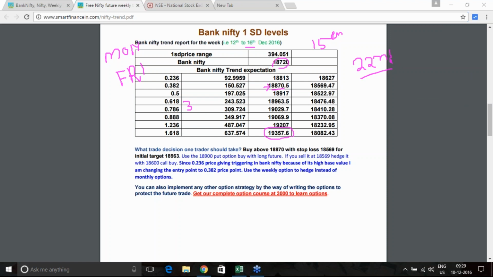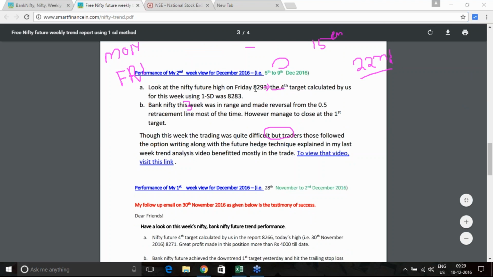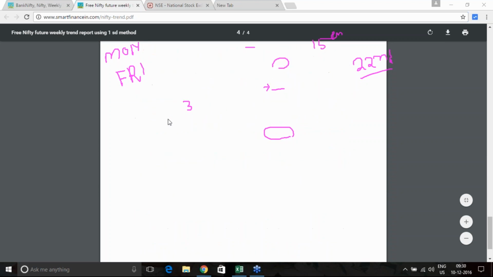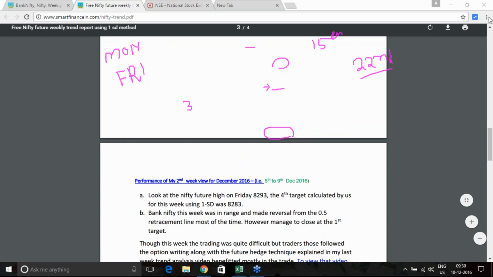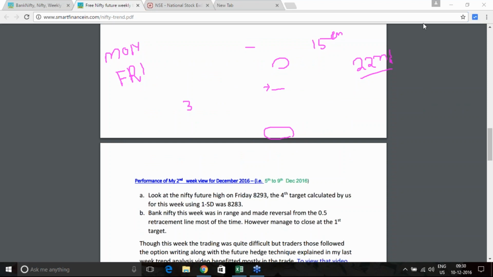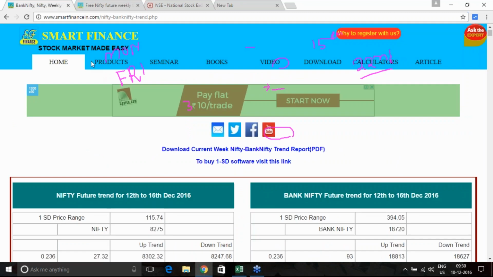And every week I used to give that along with this report, you'll be getting all analysis, how it has happened, how the weekly trends performed. So all those follow-ups also you'll be getting by email. And these levels are, as I have told you, calculated using the one standard deviation concept. And using the same concept, we have a software which you can utilize for intraday and positional trade.